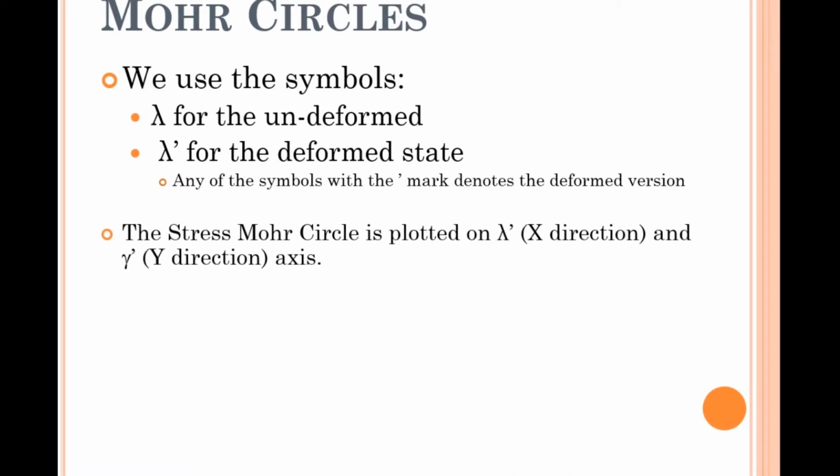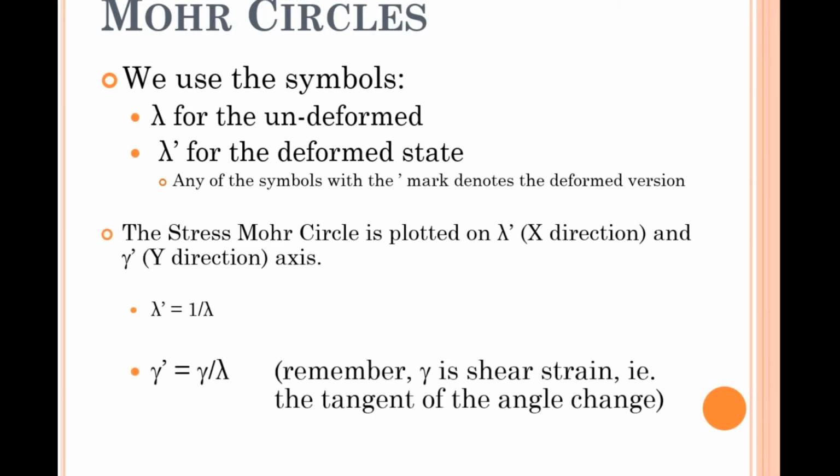The axes that we're going to plot these Mohr circles on are lambda prime and gamma prime. The lambda prime is your x-axis, gamma prime is your y-axis. And to get lambda prime, for these axes, even though I put them on the same slide, it's a little confusing, but this lambda prime for the axis is different than this lambda prime. This lambda prime means the deformed quadratic elongation. This one is the axis that mathematically is going to turn this into a circle instead of some other weird shape. And it's 1 over lambda. Gamma prime is gamma, your shear strain, divided by lambda.